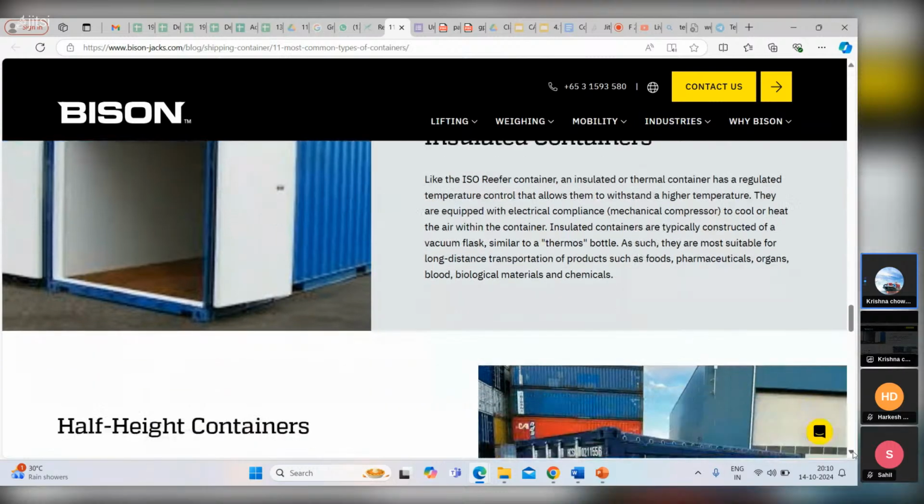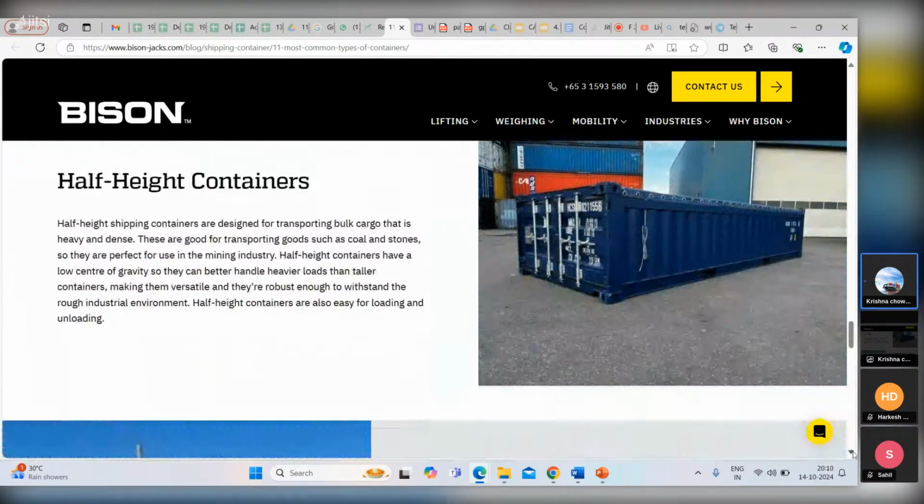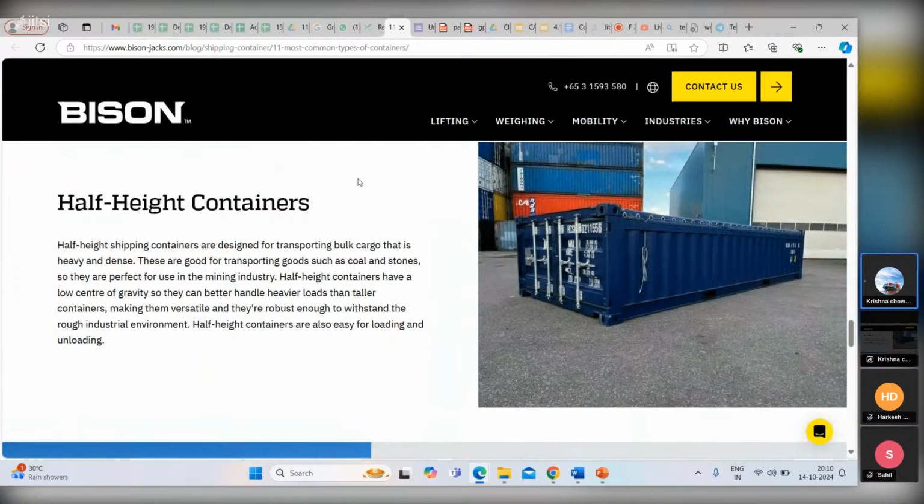Now, half height container, as you can see, if you want to load something which is of very small size, you can use these half height containers. Designed for transporting bulk cargo that is heavy and dense. These are good for transporting goods such as coal and stones. So, coal and stones are very heavy. If you put them in a full container, the weight will be the same, but the density of the cargo is so much that in this much space, the same cargo will fit as in the full height container, so the other space will be empty. So better we have half height containers. That's why we have this half height container.